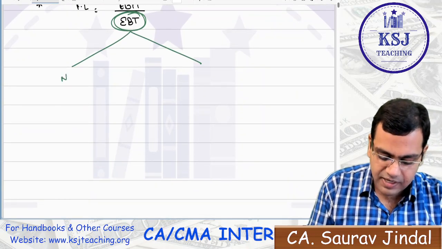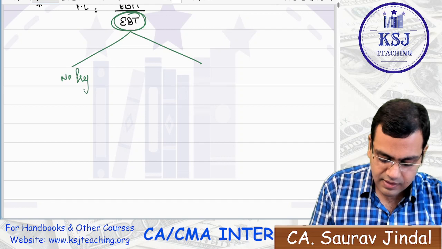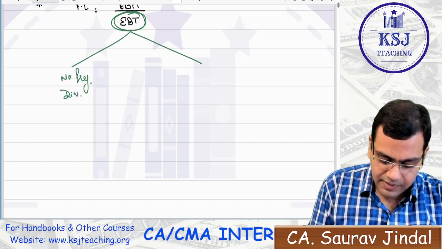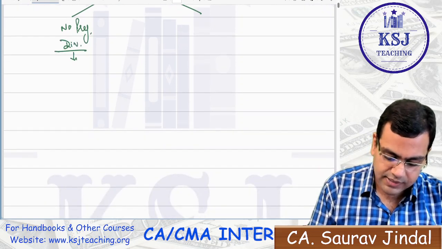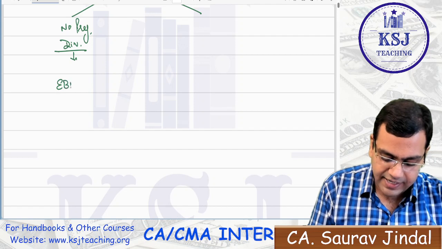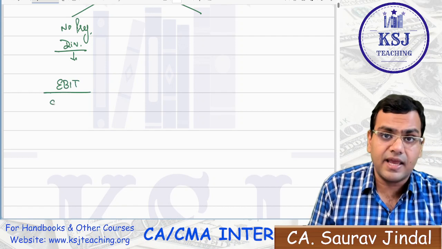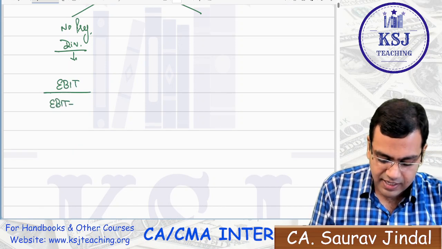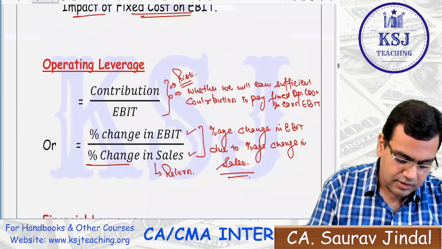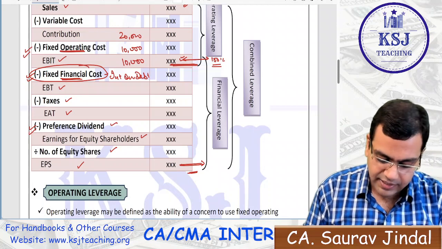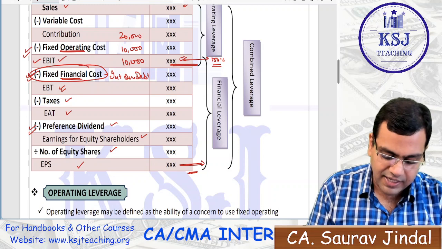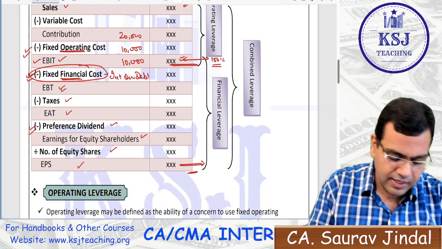If there is no preference dividend, then you can take it as EBIT. What is EBT, sir? Can I write EBT as EBIT minus interest, right? EBIT minus interest. This is simple EBT.